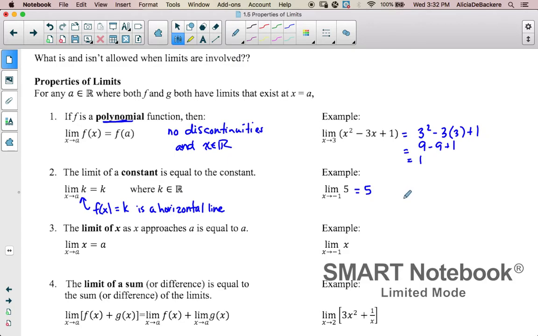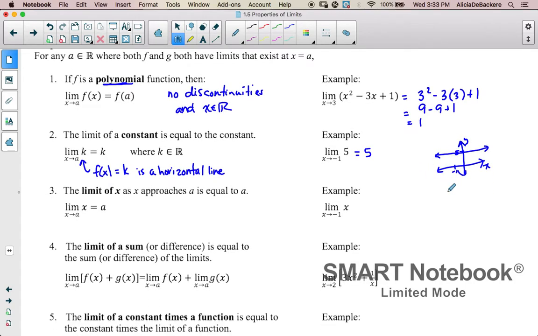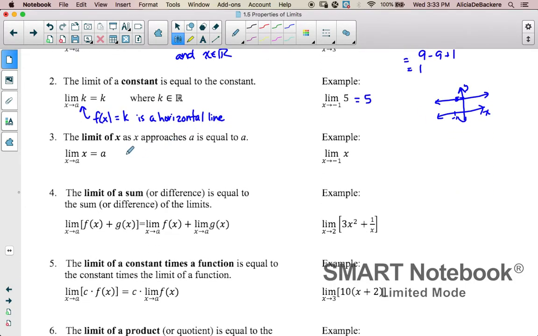This is kind of an extension of the polynomial function. This is your most basic polynomial function. So what I'm looking at in this example here is the graph that goes through 5, right? This is the graph that I'm looking at. And so, of course, as I approach the x value of -1, the y value of the function does approach 5. All right, the next one, the limit of x as x approaches a is equal to a.